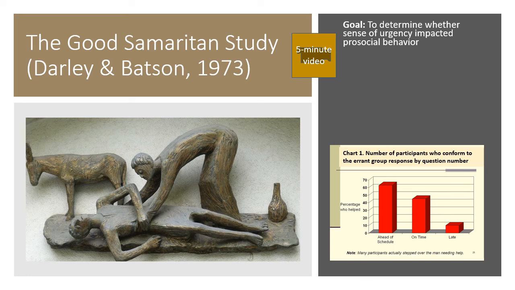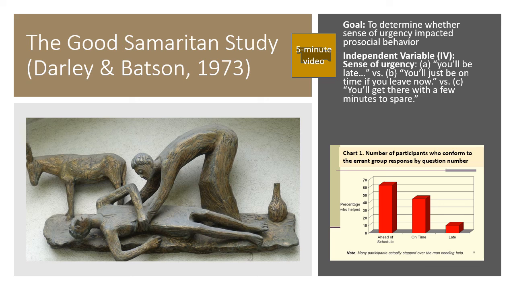And the Good Samaritan study that we've seen, where the goal was to determine whether a sense of urgency would impact prosocial behavior, or helping a stranger that was injured on the road. And in this case, the independent variable was the sense of urgency. This is what the researchers manipulated. And they did that by either telling participants you'll be late versus you'll be just on time if you leave now versus you'll get there with a few minutes to spare. So the independent variable was manipulated by the researchers. And the dependent variable is prosocial behavior, help offered to an injured stranger.